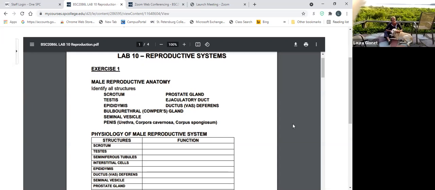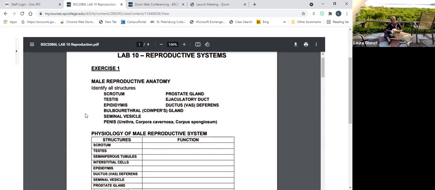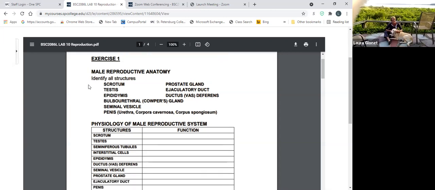All right, so we generally start with males and look at all the structures and functions, then we move on to females. So you need to be able to identify all the structures: scrotum, testes, epididymis, bulbourethral gland or Cowper's gland, seminal vesicles, the penis, and within that, the urethra, the corpora cavernosa, and the corpus spongiosum. Then we have the prostate gland, the ejaculatory duct, and the ductus deferens or the vas deferens.